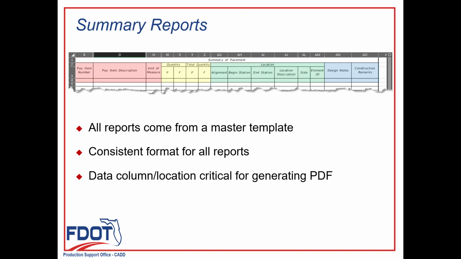When the Summary Reports Builder tool reads the information from this Excel file to generate the Estimated Quantities Report PDF, it is not just a print to PDF function. Each cell in the table has a column and row designation that is used to transfer the data to the PDF. You should never add or delete columns from any of the tables, or your PDF will not come out right.